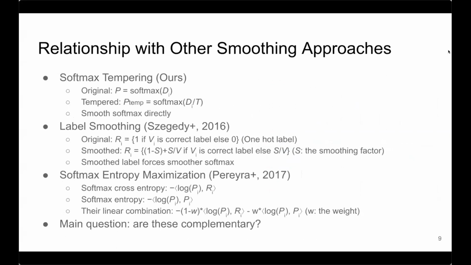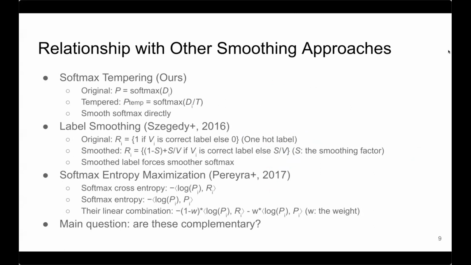Now, having established that softmax tempered training is useful, we wanted to determine its relationship with other smoothing approaches, and especially to determine whether it is compatible with other smoothing approaches. Which other smoothing approaches am I talking about? It's label smoothing and softmax entropy maximization.